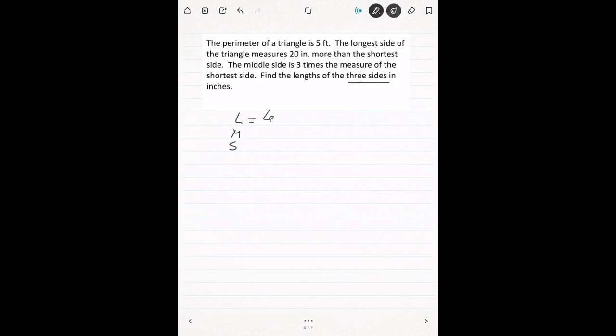L is the length of the longest side, and again in inches, because that's what we're asked to solve for. M is the length of the, I'll call it the medium side.